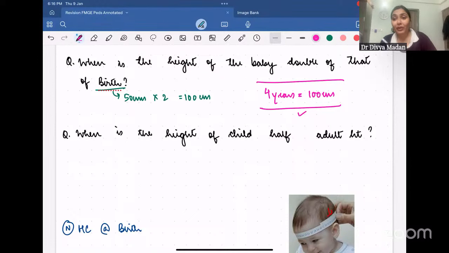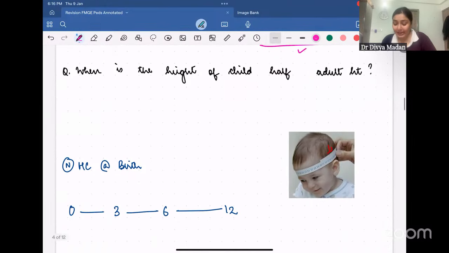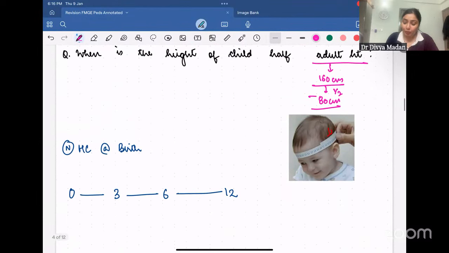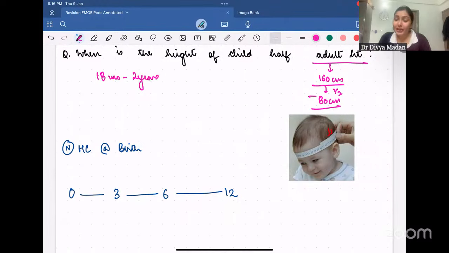But if they ask when the weight will double, the answer is going to be 5 months. 5 months, right? Now moving to the next question. This question is asking, when is the height of the child half of the adult height? If you look at the average adult height, it is close to 160 centimeters. Half of that would be 80 centimeters, right? And do you remember that at 2 years of age, it's close to 85 centimeters? So the most appropriate answer here is going to be 1.5 years to 2 years. That is 18 months to 2 years of age. The height is going to be half of the adult height, right?